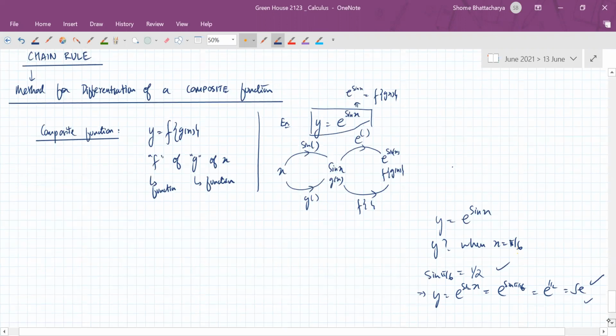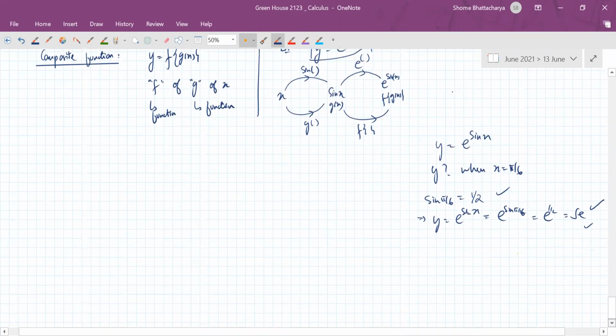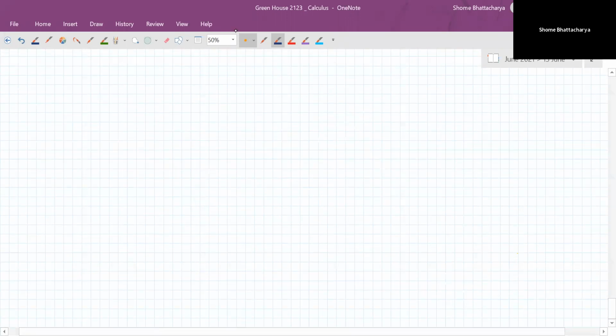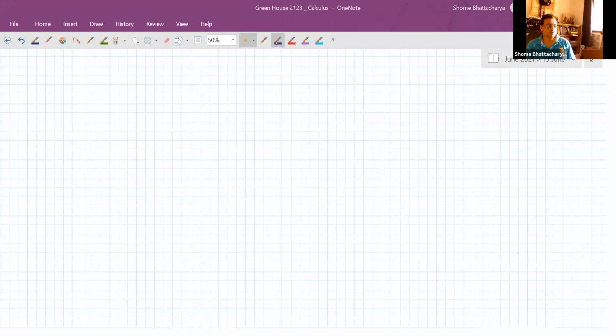Yes, sir. Okay, now we come to the most important thing, how we can differentiate a composite function by using chain rule.